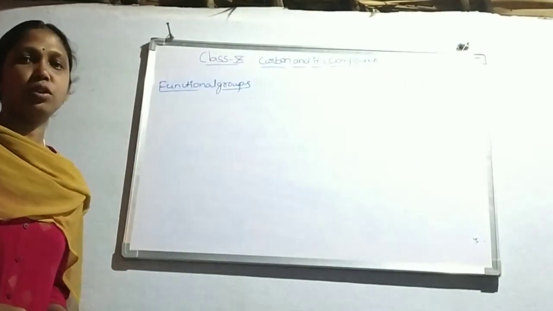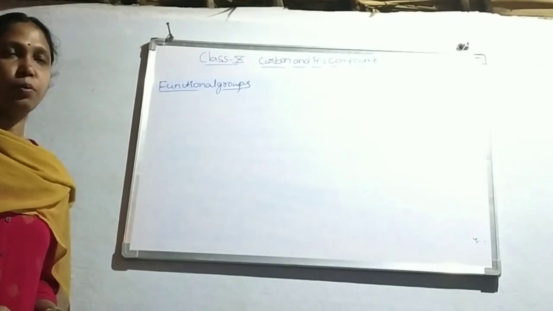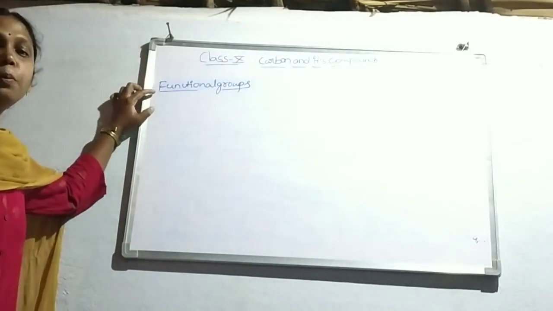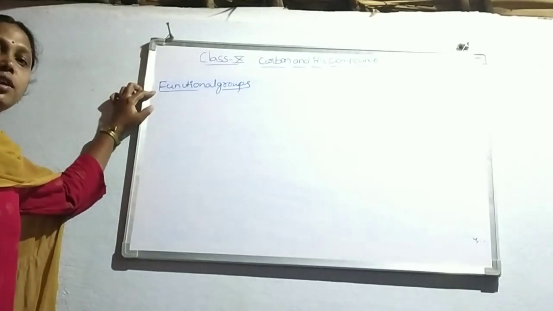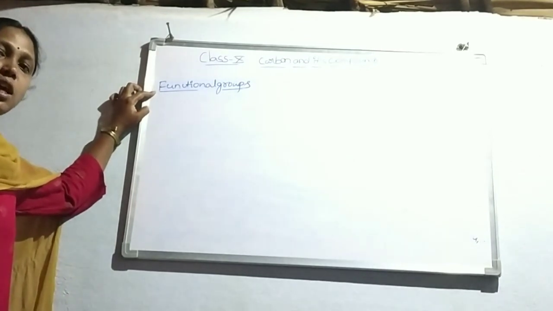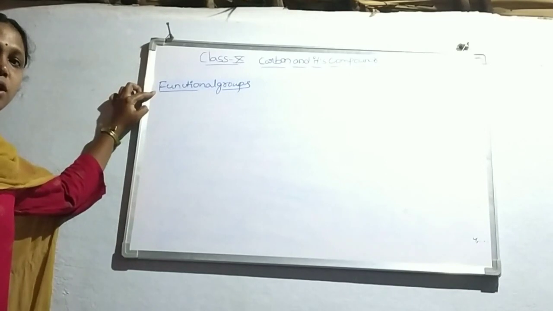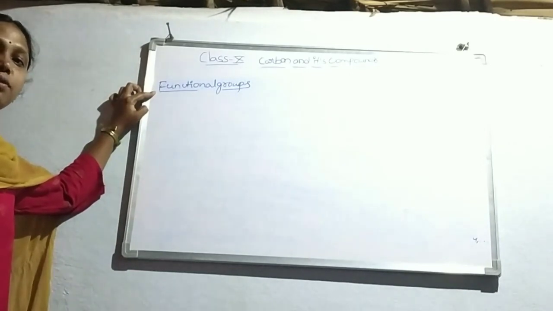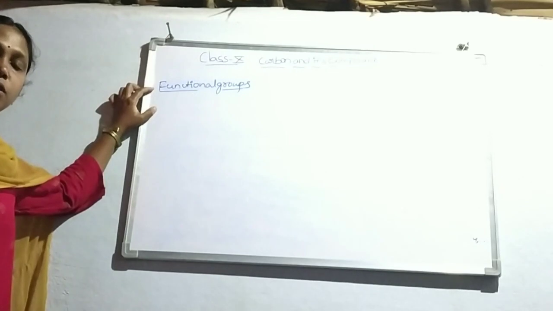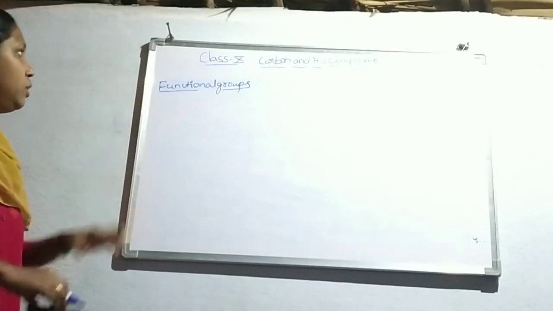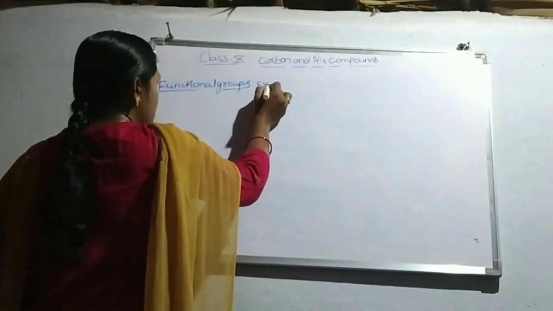Okay, what is a functional group? First write down the definition. A functional group means an atom or group of atoms on which the properties of a hydrocarbon depend. The whole properties of an organic molecule or organic compound depend on an atom or group of atoms, which is known as a functional group. Now we see the examples for the functional groups.